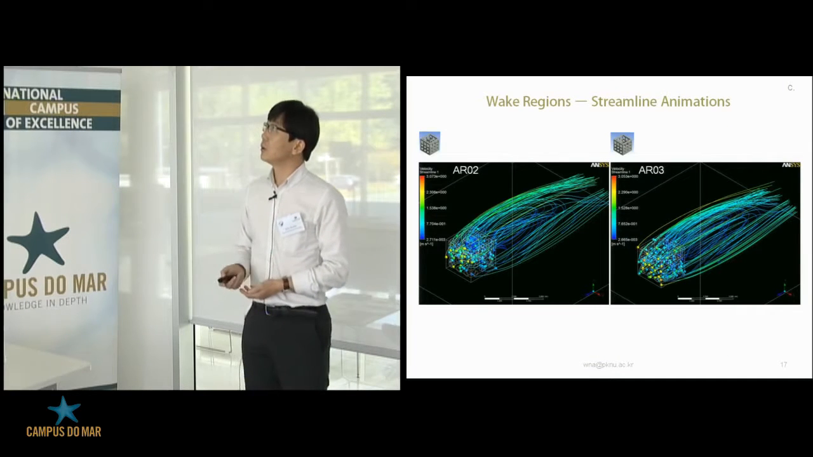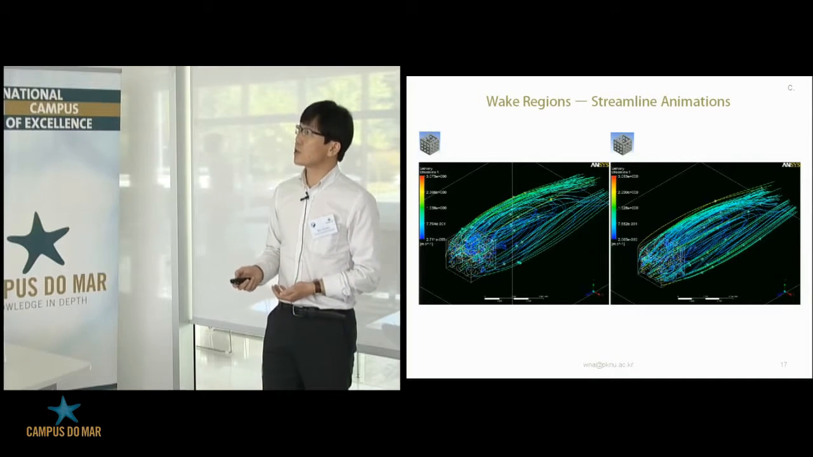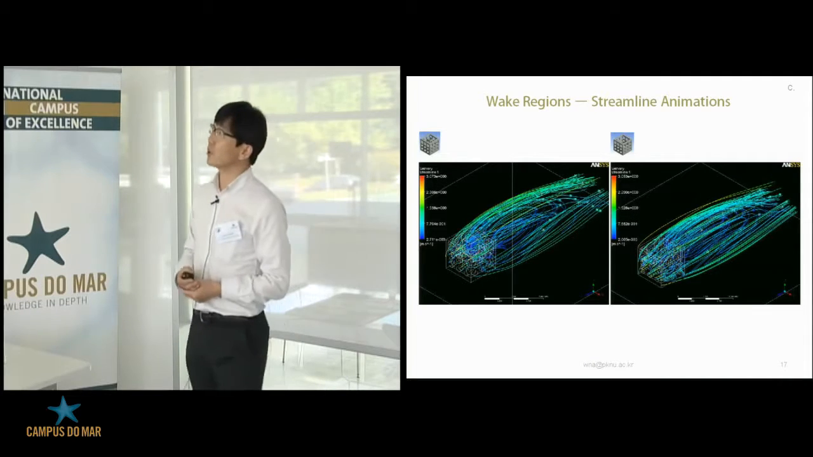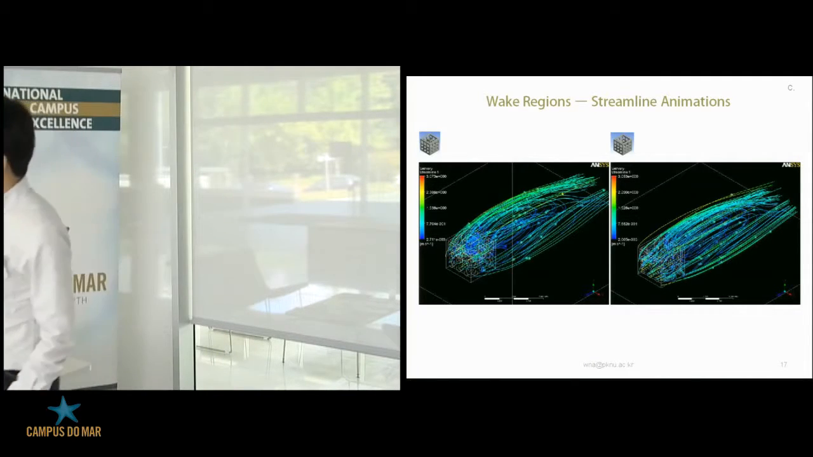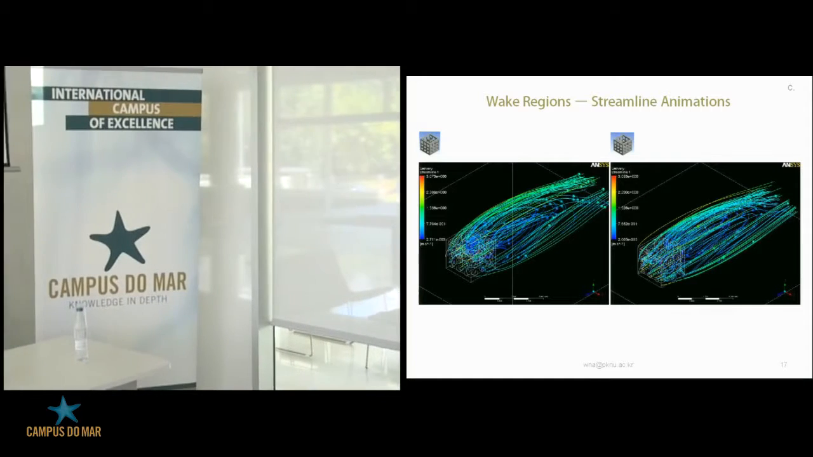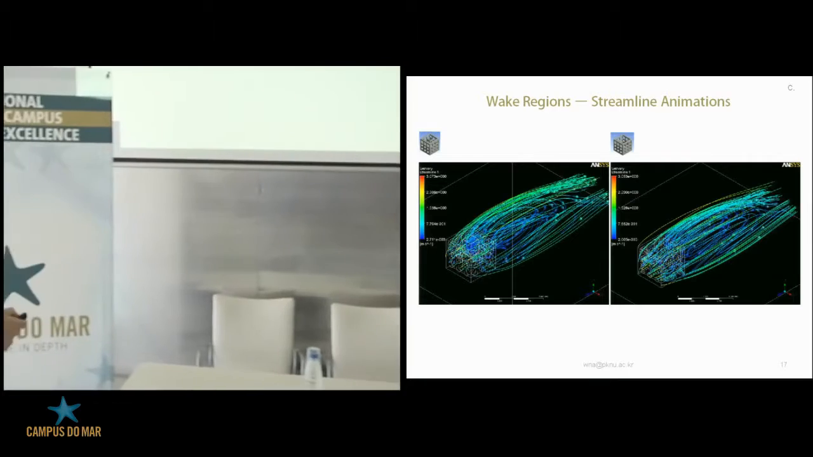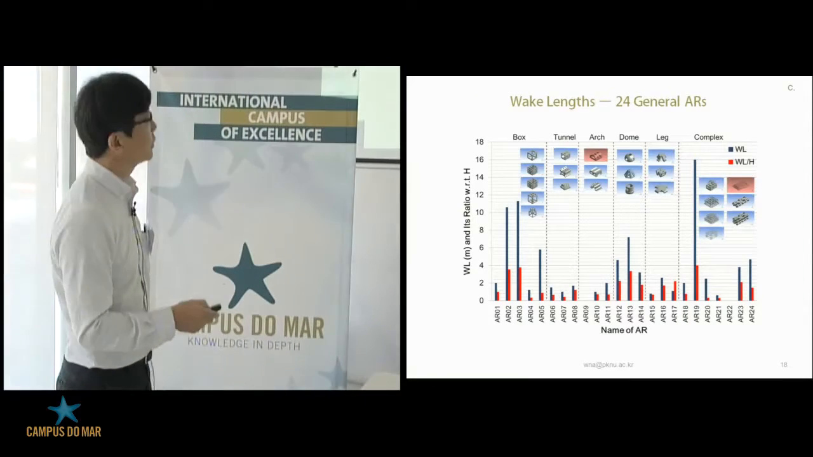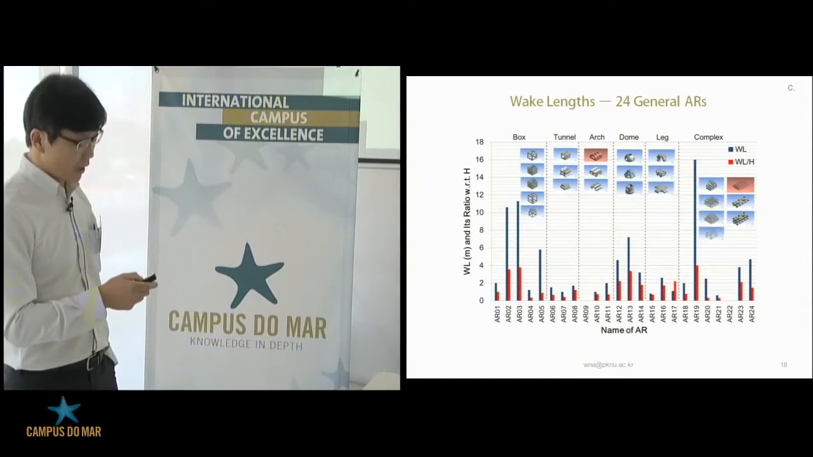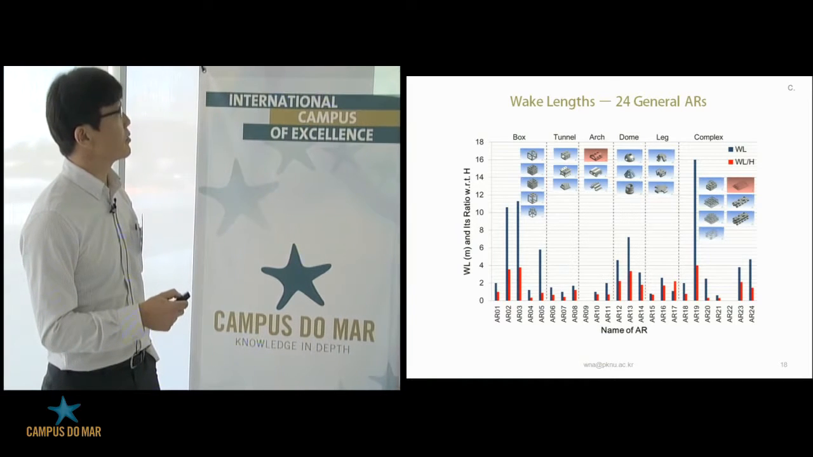So this one shows some animation of the difference between them. And you see here, on the steel box side, there is some recirculating water flow inside. But here, you cannot see that. That's the main difference. And then we calculated the wake length for 24 general artificial reefs.